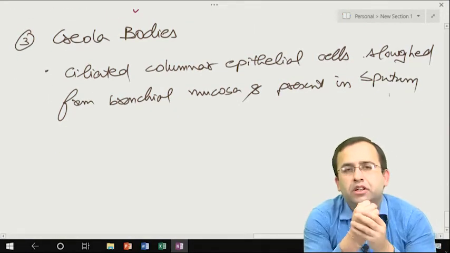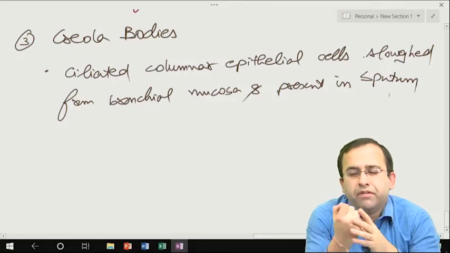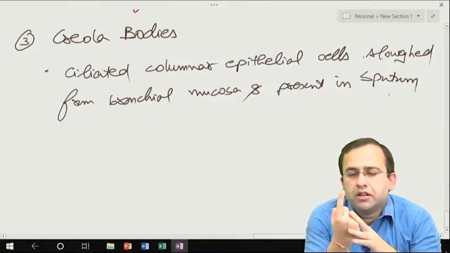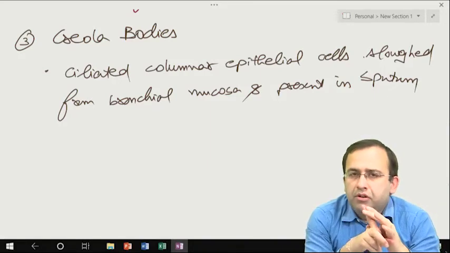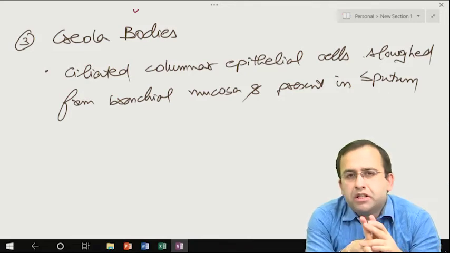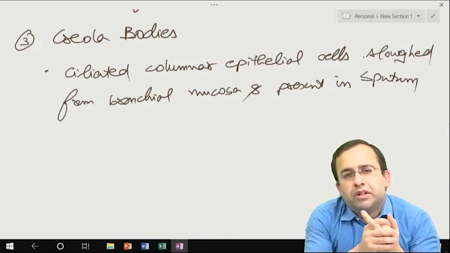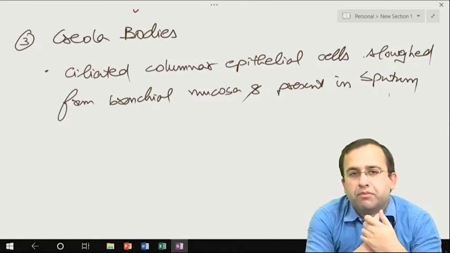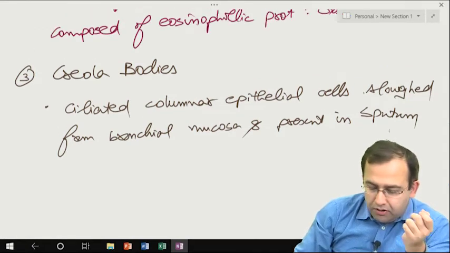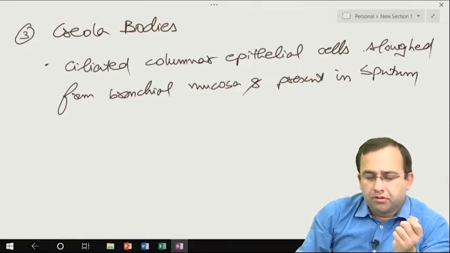So we have seen three microscopic features of asthma: charcoal laden crystals, which were composed of eosinophilic protein galectin 10, Kirschmann spirals, which were the thick tenacious mucus plugs, and Crayola bodies, that is sloughed columnar epithelial cells present in sputum sample. Done. So this finishes asthma.